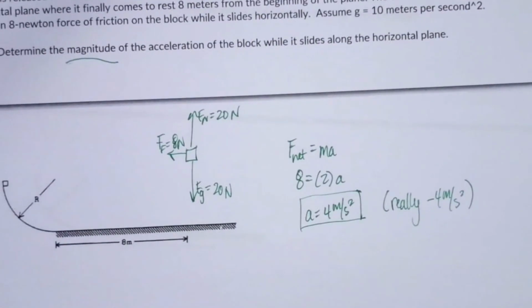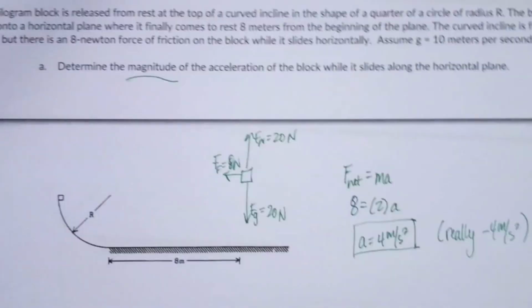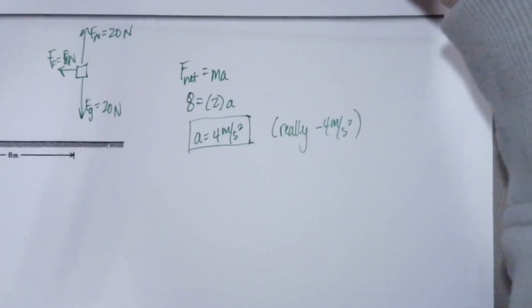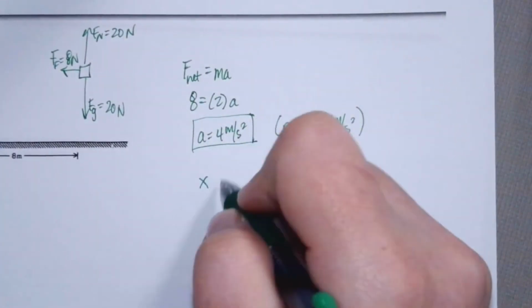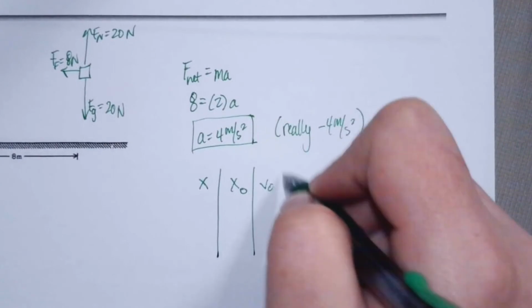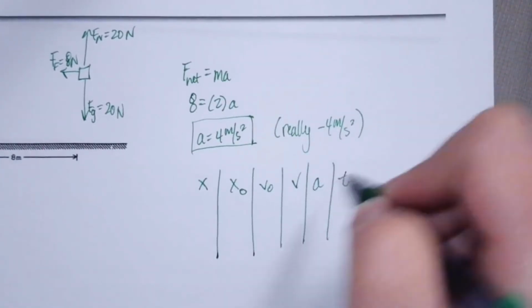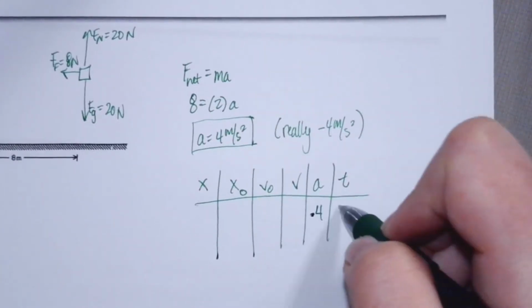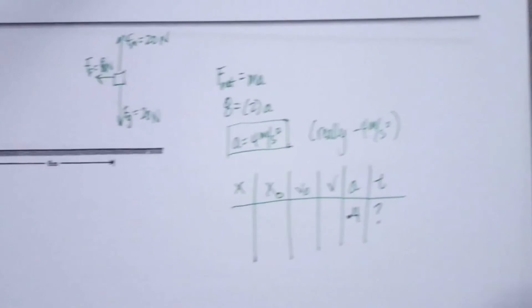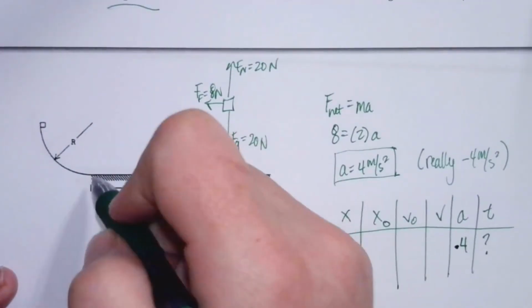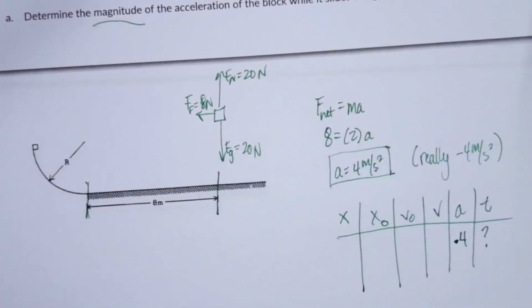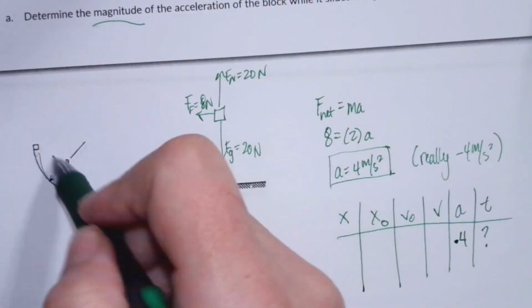Okay. Then the next thing is how much time elapses. So here we go. Are you guys ready for this? Woohoo! This is kinematics. So I'm going to do an x naught, v naught, v, a, t. And here I do need to use the actual acceleration, not just the magnitude, so it's -4. The time is the question mark. It's just while the block is sliding horizontally. It's not including the time on the incline plane or the curve.